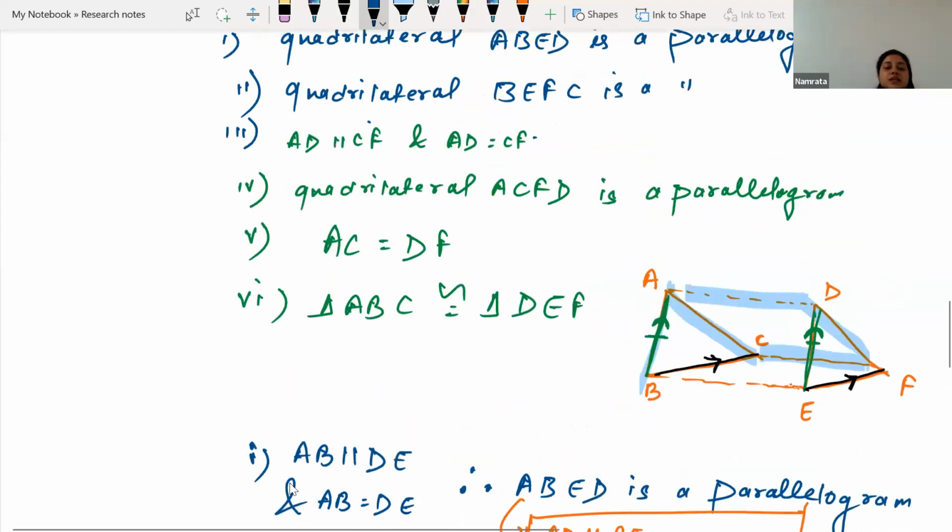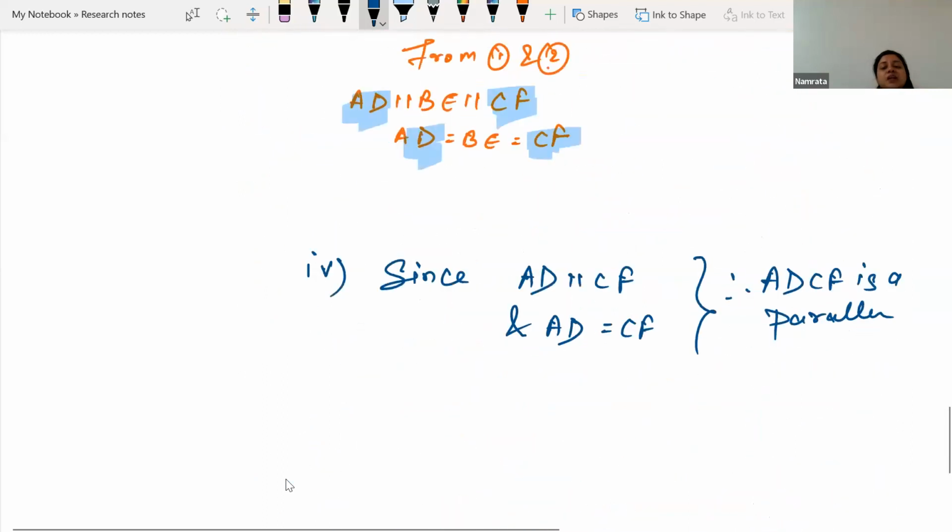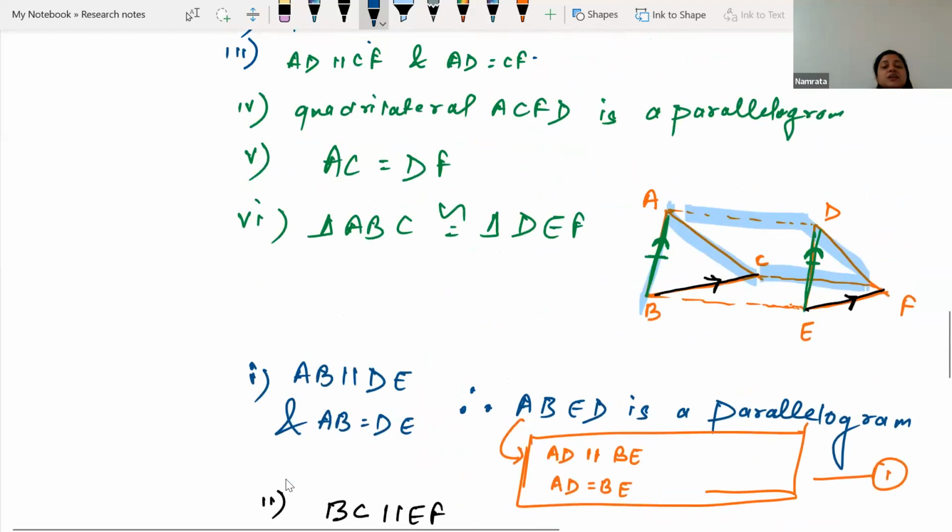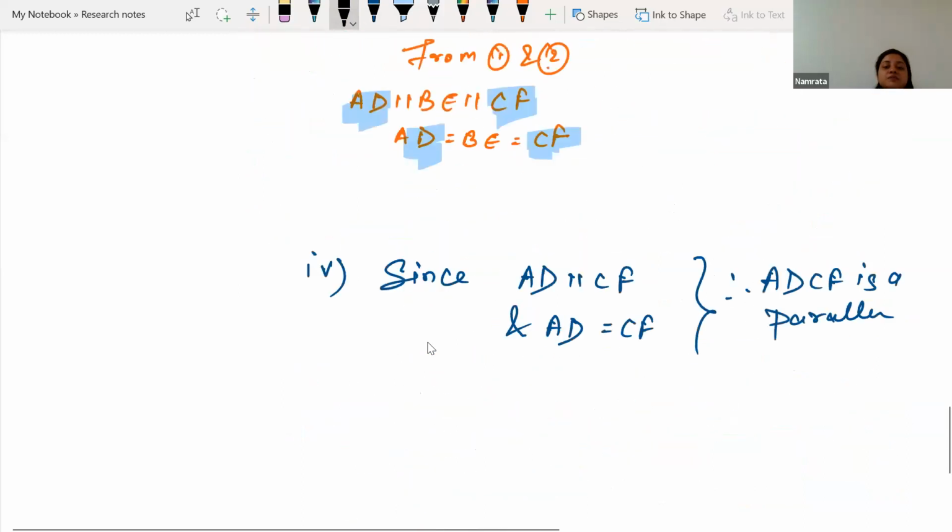Part 5 says AC is equal to DF. Obviously, since ADCF is a parallelogram, focus on ADCF. Already it is painted with blue color. It's a parallelogram, and we already have proof for part 4. Now part 5 is saying show that AC and DF are same. Obviously, AC and DF have to be same since they are the opposite sides of a parallelogram. Let's write it. Therefore, AC will be equal to DF.